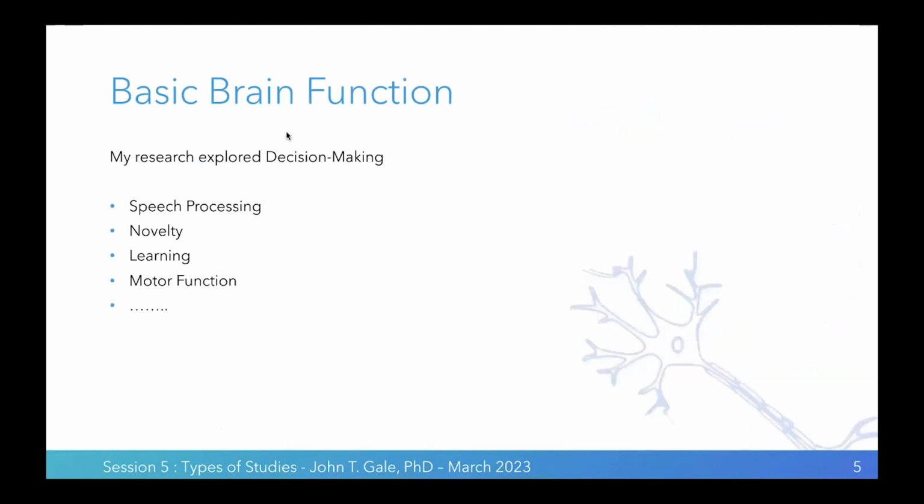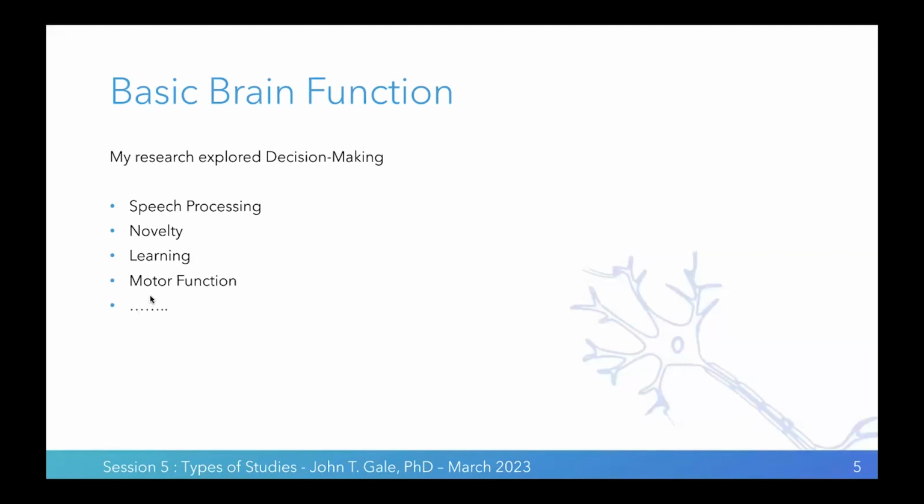In terms of brain function, most of my research when I was still in the clinical arena was looking at decision-making processes. However, there's a variety of other things that people look at: speech processing, novelty, how the brain encodes something new that it's never seen before versus some object or something that it knows well. It can help you understand learning. So what brain areas are involved in learning, i.e., this object means a certain thing, and how does the brain encode the meaning of objects or maybe what they're associated with?